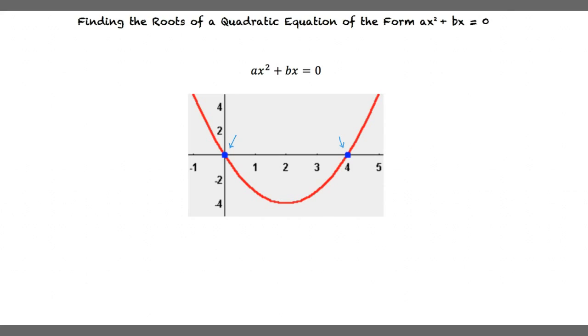I think I remember something. Doesn't anything multiplied by 0 equal 0? That's right! Any number multiplied by 0 will equal 0. Well, since there's an x in both terms in this quadratic, can we just make x equal to 0?